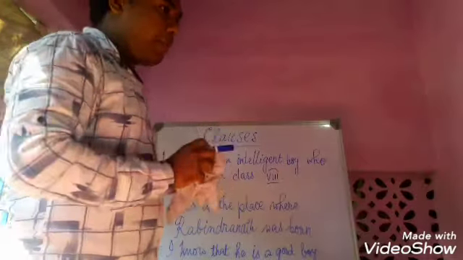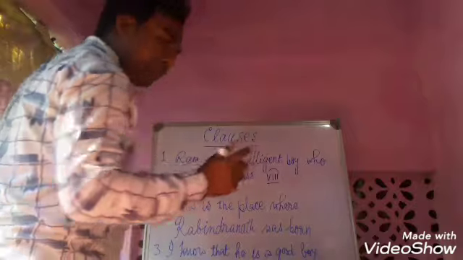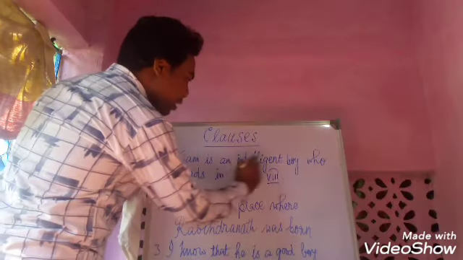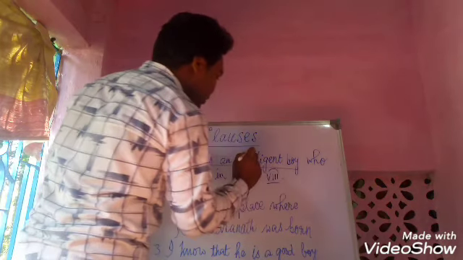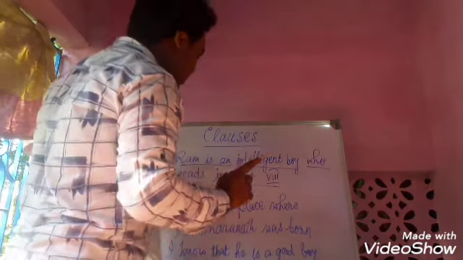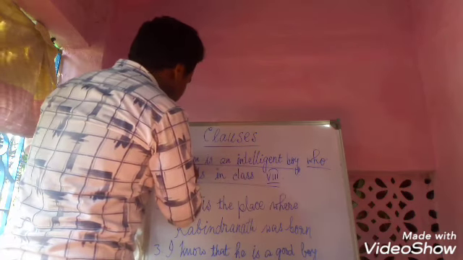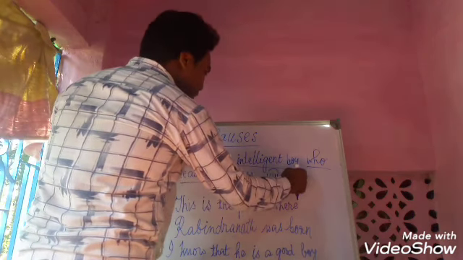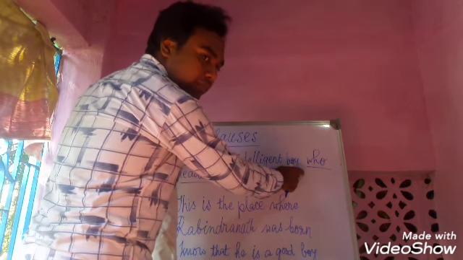Now look at the sentences I have written here. In the first sentence, Ram is an intelligent boy. This is the first clause. Who reads in class 8? This is one sentence. So Ram is an intelligent boy. This has a definite meaning. It indicates a clear meaning.